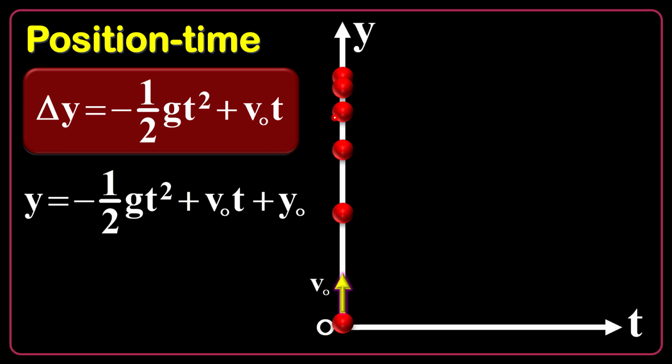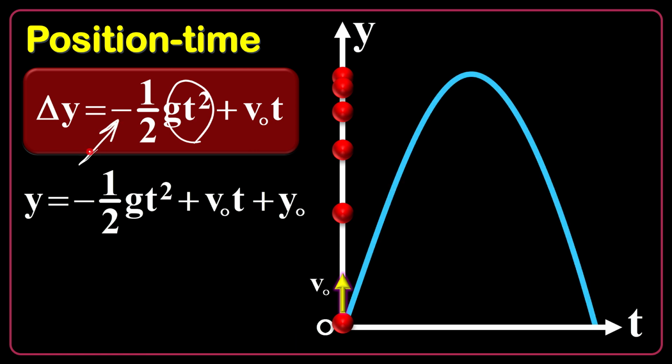More than that, the YT graph must be a parabola always because it's a second order polynomial, but as the acceleration in free falling is always negative, it's a concave down graph. Concave down because acceleration is negative. It's very important. It can never be like that because acceleration cannot be positive in free falling.